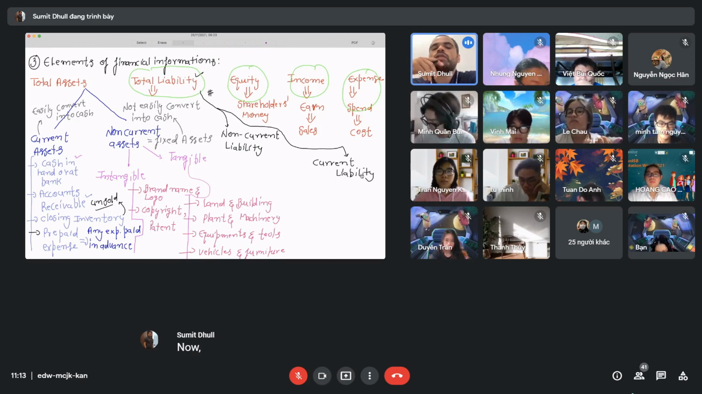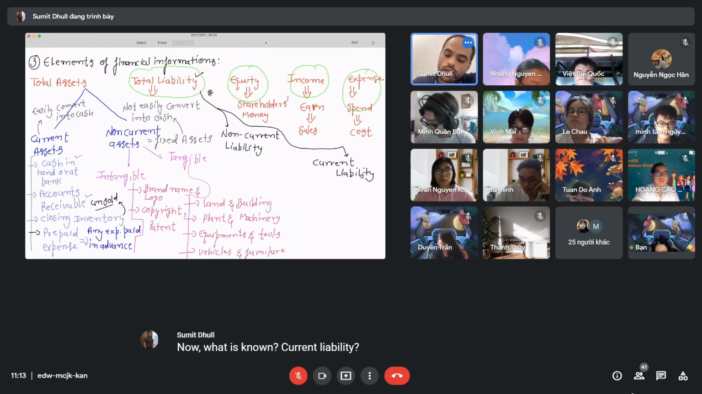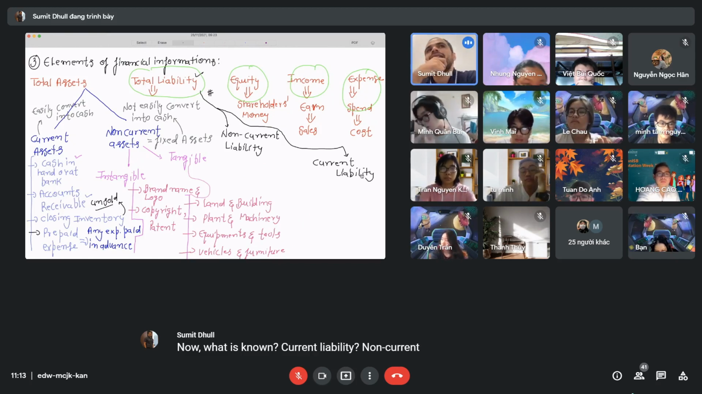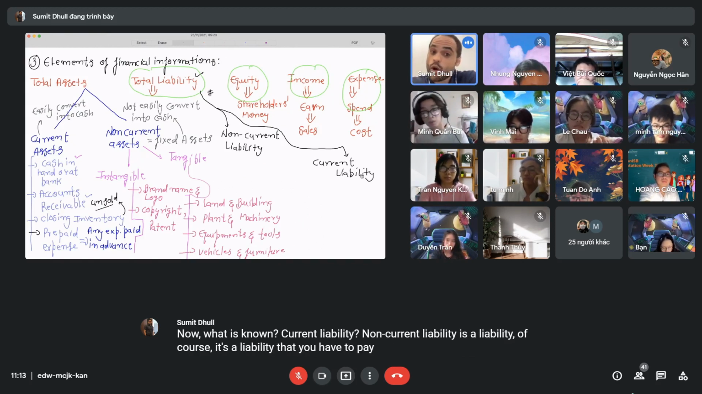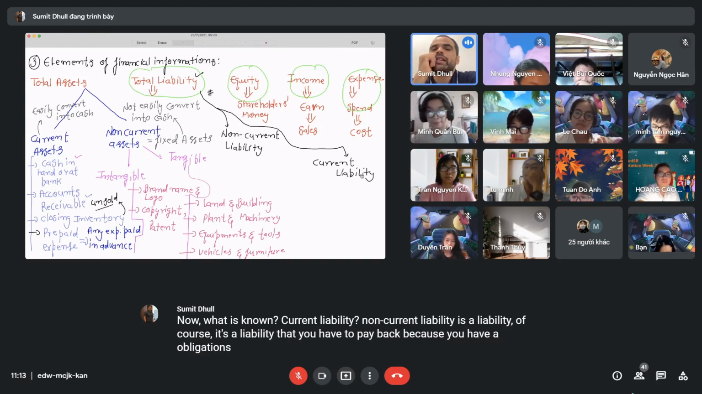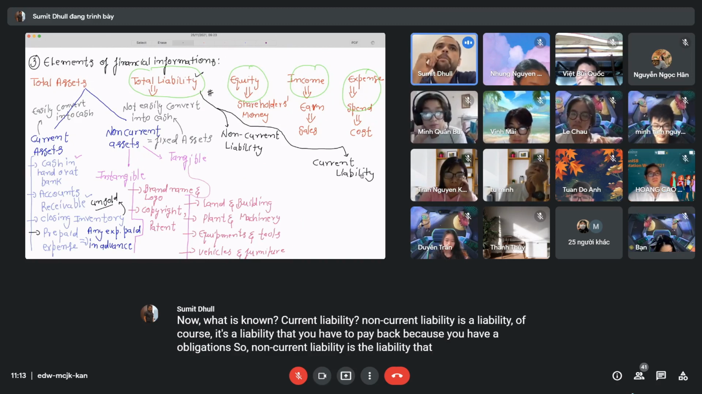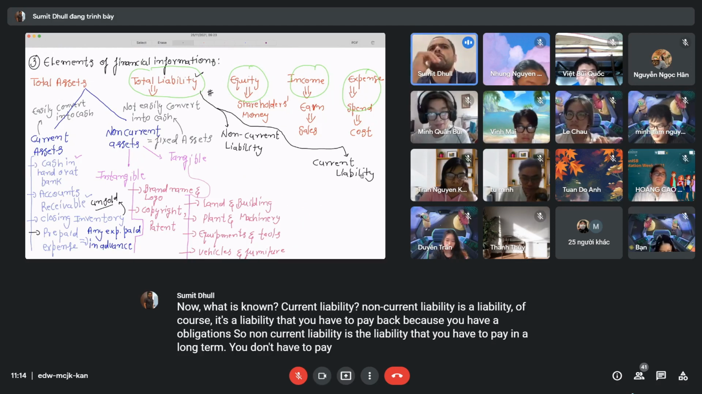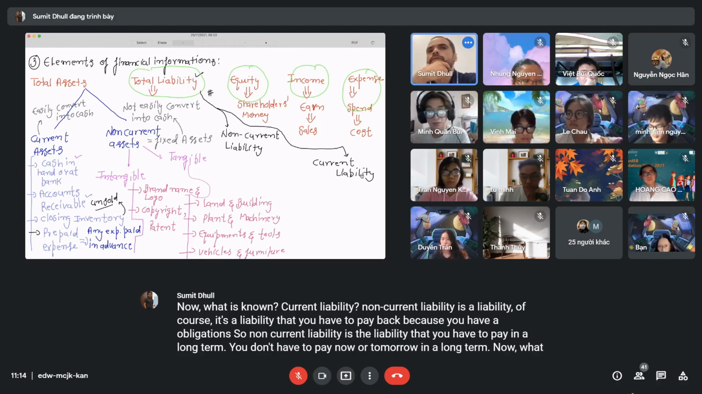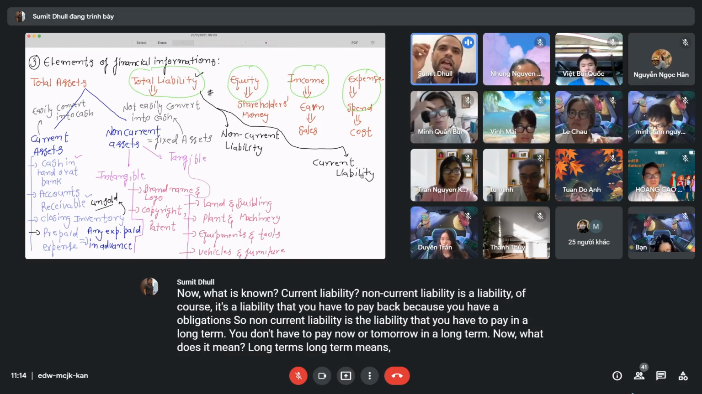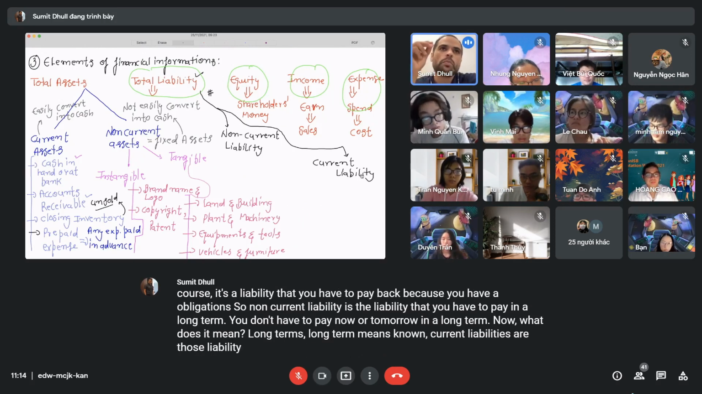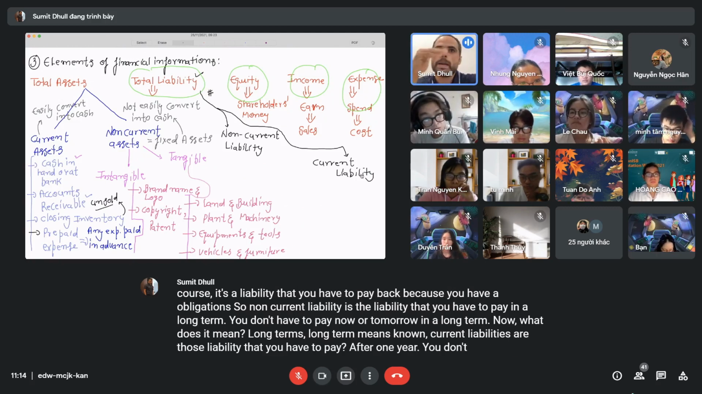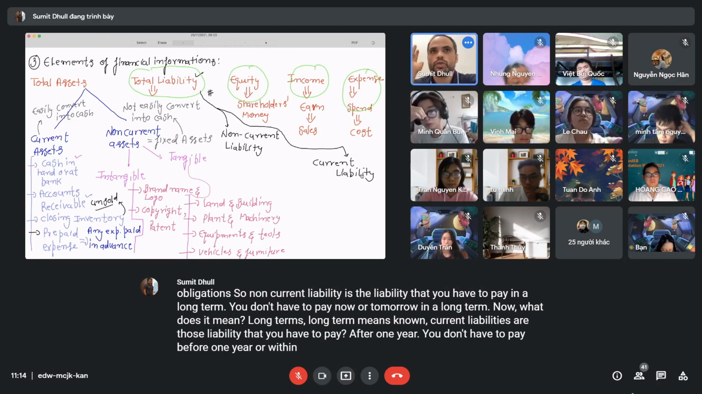Now, what is non-current liability? It is a liability that you have to pay back because you have obligations. Non-current liability is a liability that you have to pay in the long term. You don't have to pay now or tomorrow. Long term means non-current liabilities are those that you have to pay after 1 year. You don't have to pay within 1 year. So you have to pay after 1 year.